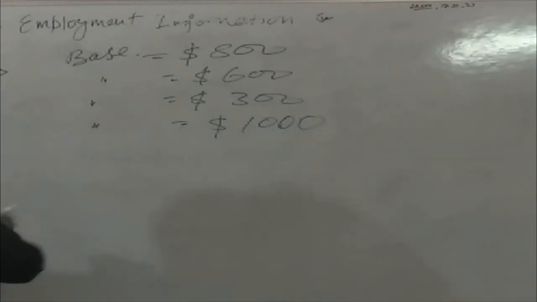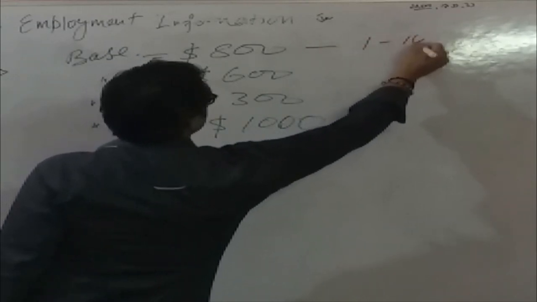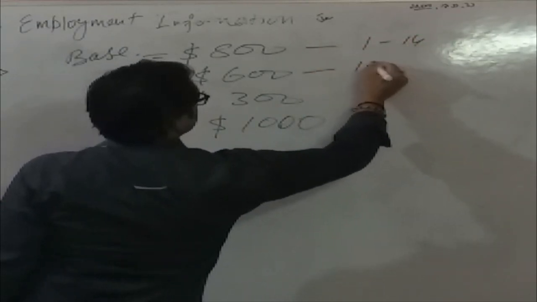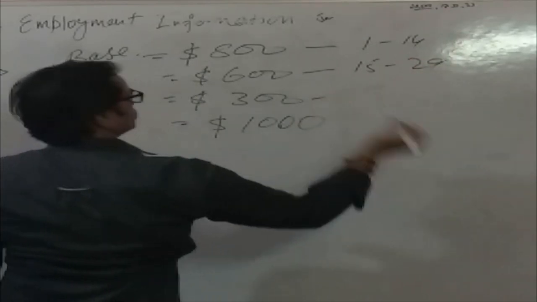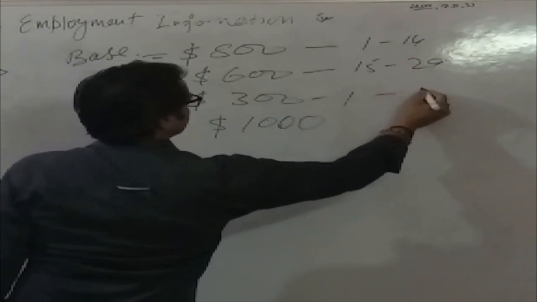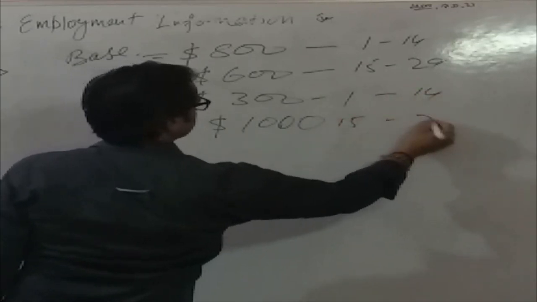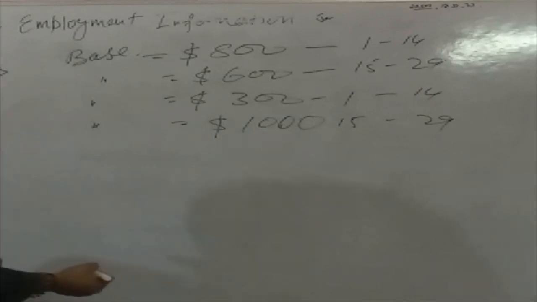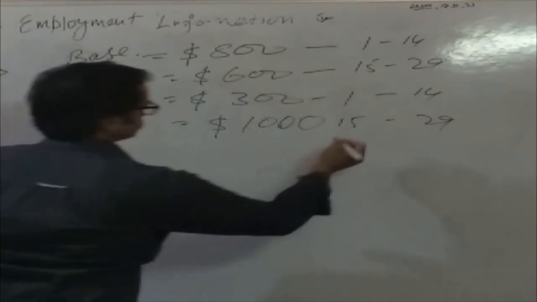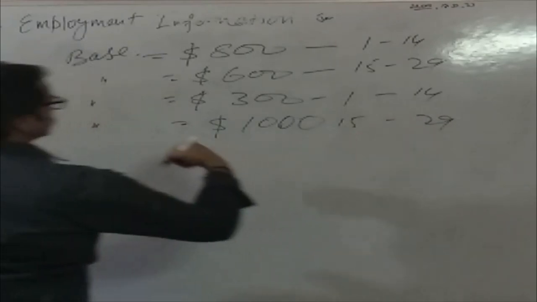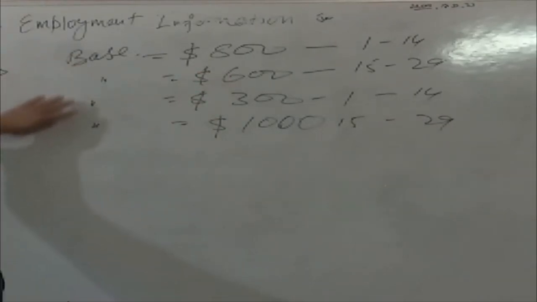Okay, maybe the pay frequency was 1 to 14, and then 15 to 29. That is how it may be: the previous one 1 to 14 again, and next maybe 15 to 29. Okay, this could be like that. I mean, these are the dates. This is for one month, this is for another month. So these are the pay frequencies.